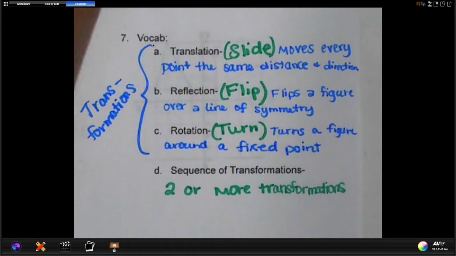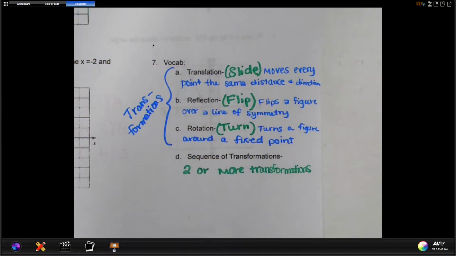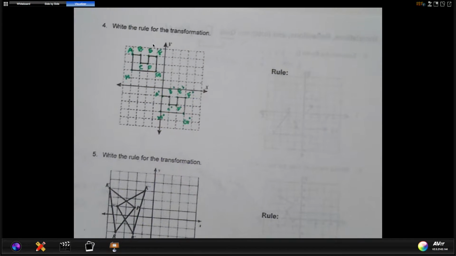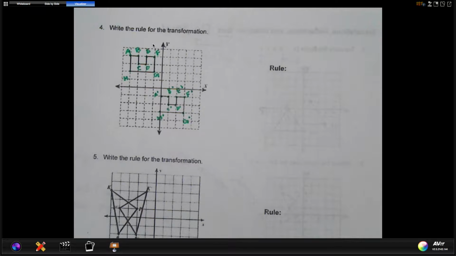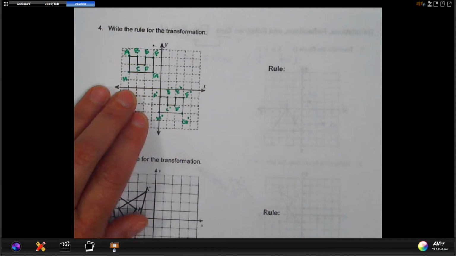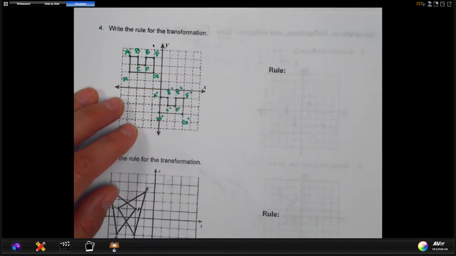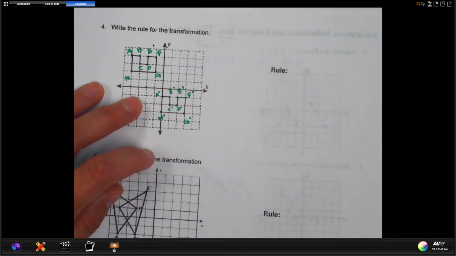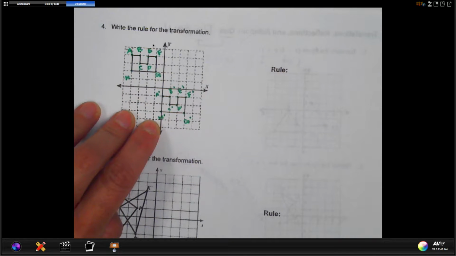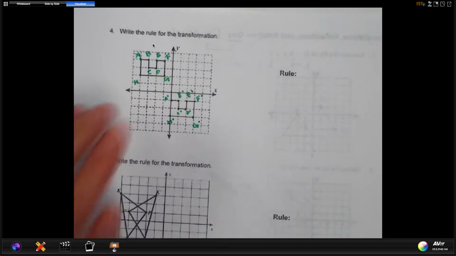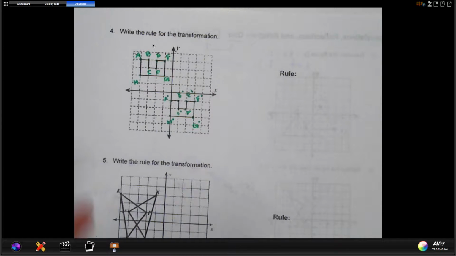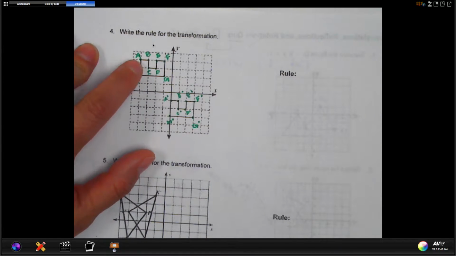All right, so now we're going to go back up to number 4. Number 4 is write the rule for the transformation. Something that should have been done is labels on these. I just labeled them A through H and then A prime through H prime. You can do that as well. All right, so what we're looking at here is the first figure. We know this is the first one because there are no prime signs.